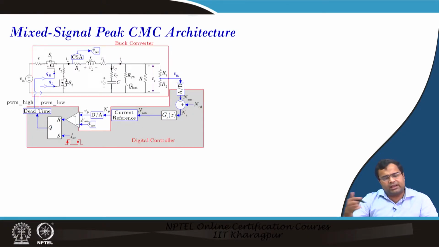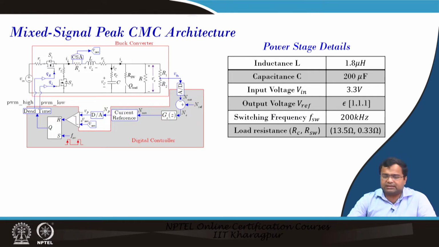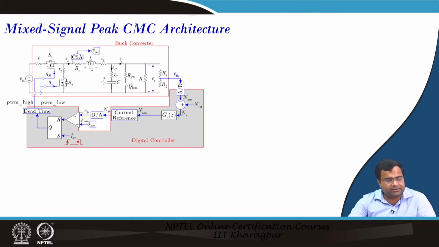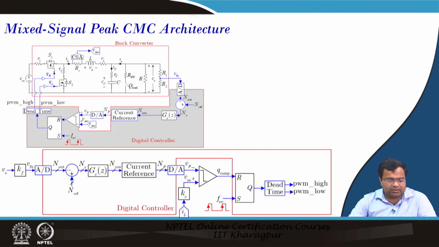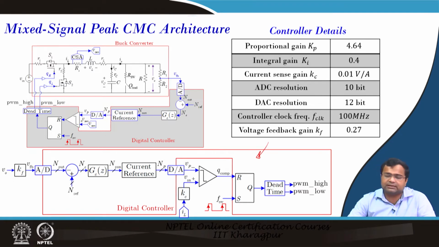Again, we have discussed the mixed signal peak current mode control architecture multiple times, and this is the power stage that we are going to consider. Here we have designed this using an FPGA. These things are also discussed, and we have also discussed that the proportional gain we are going to consider is 4.64 and the integral gain is 0.4, which will be plugged into the FPGA. We have also discussed the current sensor gain, ADC resolution, DAC resolution, controller gain and voltage feedback gain.